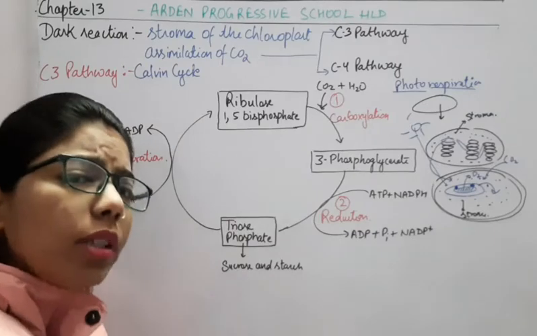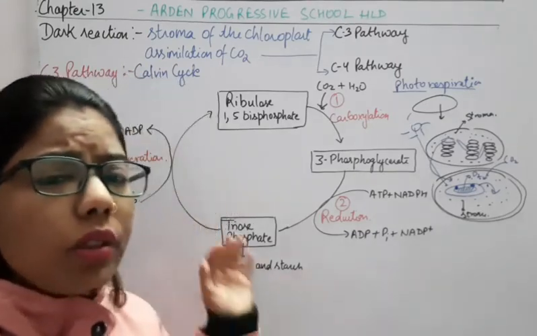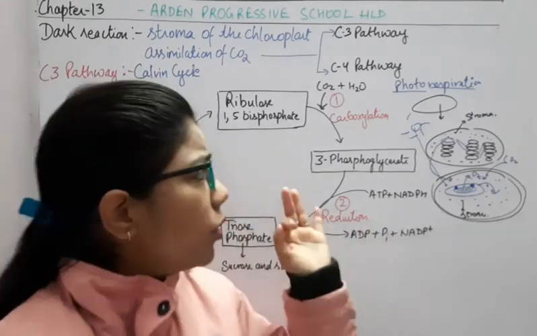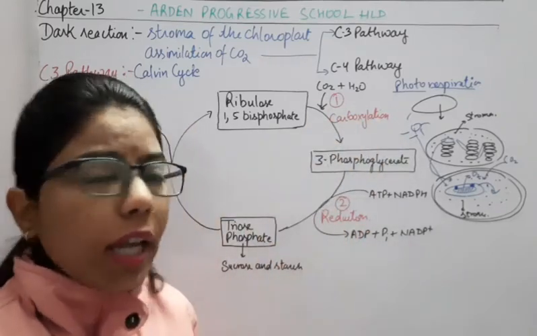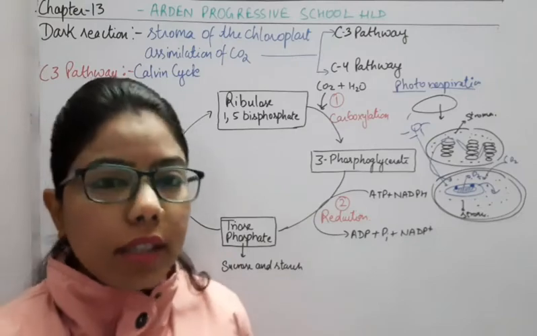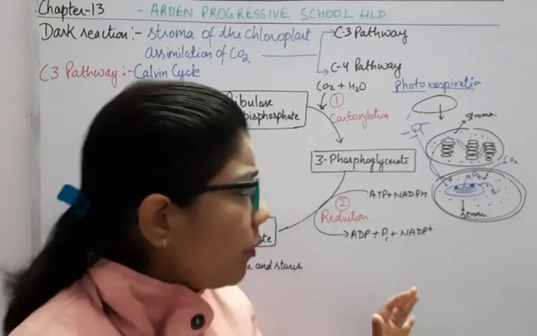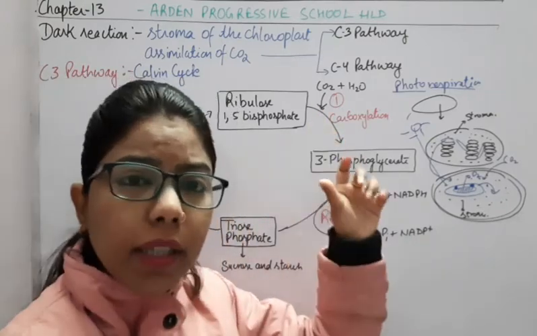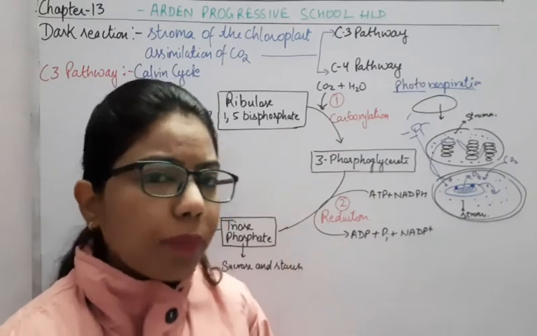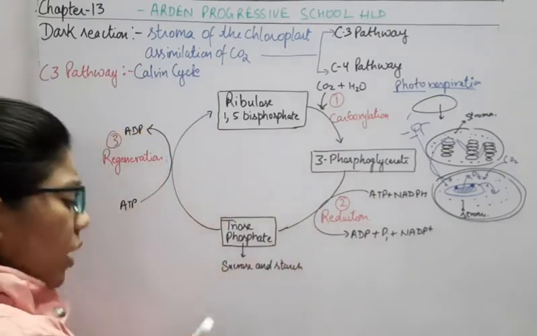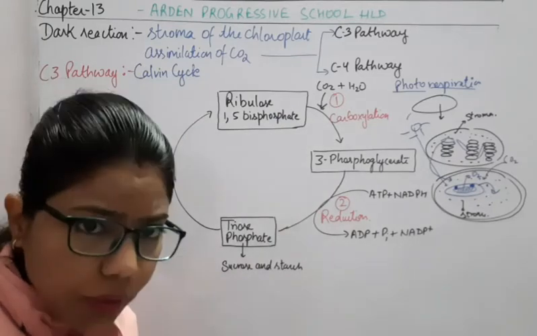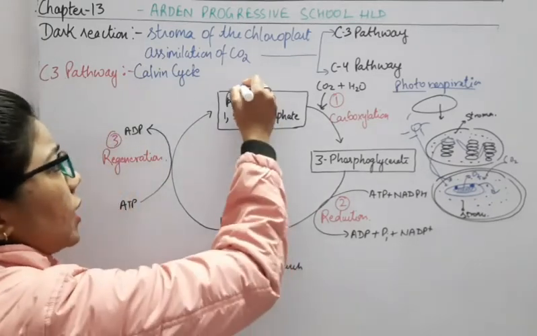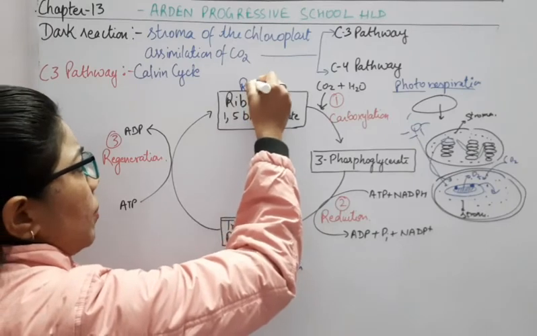The cycle is divided into 3 steps. The first step is carboxylation, the second step is reduction, and the third step is regeneration. We have to understand what exactly is happening in each and every step. So let's start with the first one. What I have written here is ribulose 1,5-bisphosphate. In short, we can say it is RuBP.